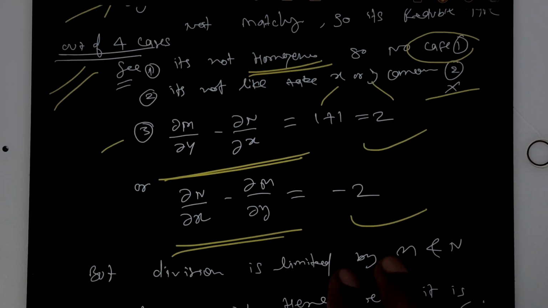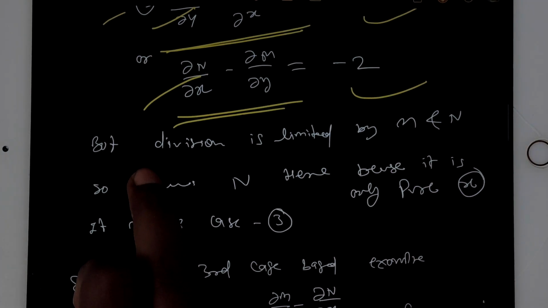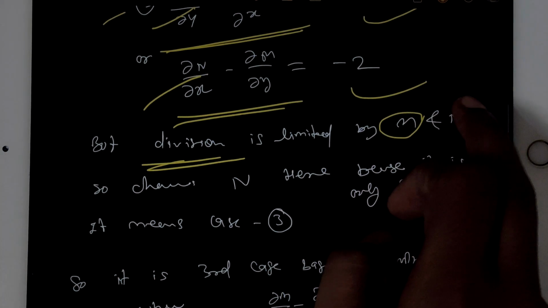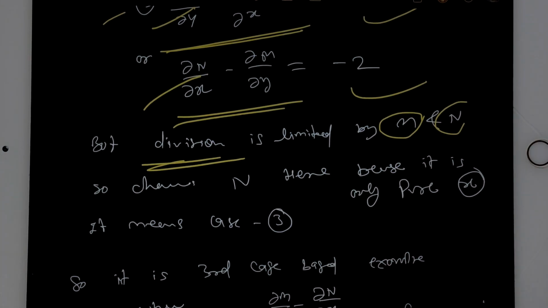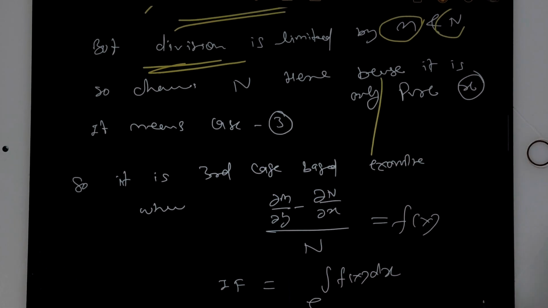Correct? But you can choose third or fourth both, but there is a problem. This division is limited by either m or n, right? So from here itself you have to decide. If you are choosing third case, then you have to divide by n. What is the main motivation behind division? Final answer should come either in terms of pure x function or in terms of pure y function.